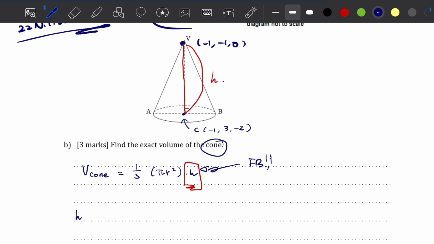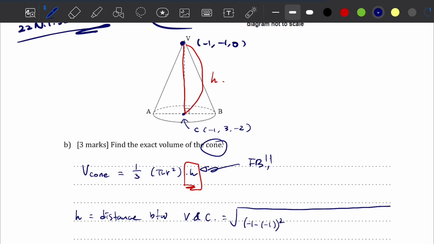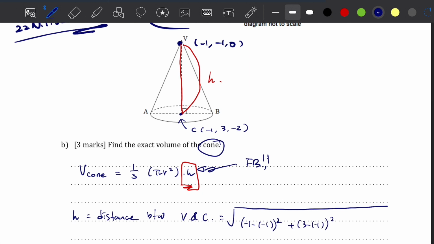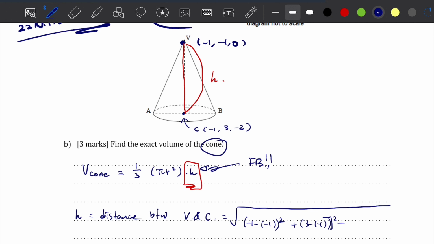So height is equal to the distance between the V and the center. So it is equal to -1 minus -1 squared plus 3 minus -1 squared plus -2 minus 0 squared.